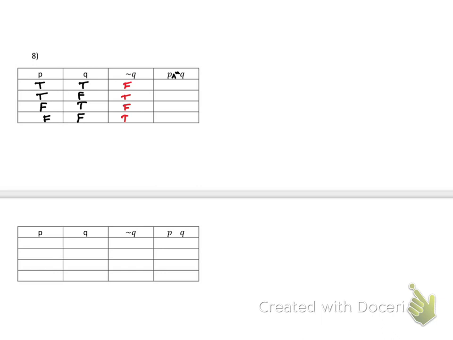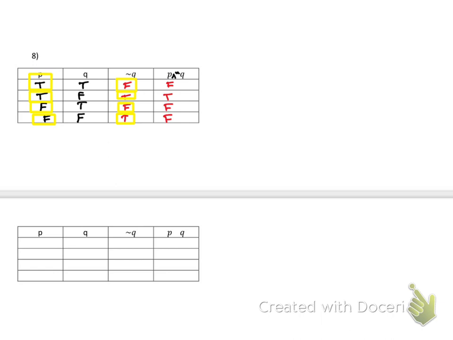So then for and, we're just looking at P and the negation of Q. And for an and statement to be true, they both have to be true. So true, false, that's false. True, true, that's true. They both have to be true. False, false, false. False, true, false. All right. Again, for and, they both need to be true.